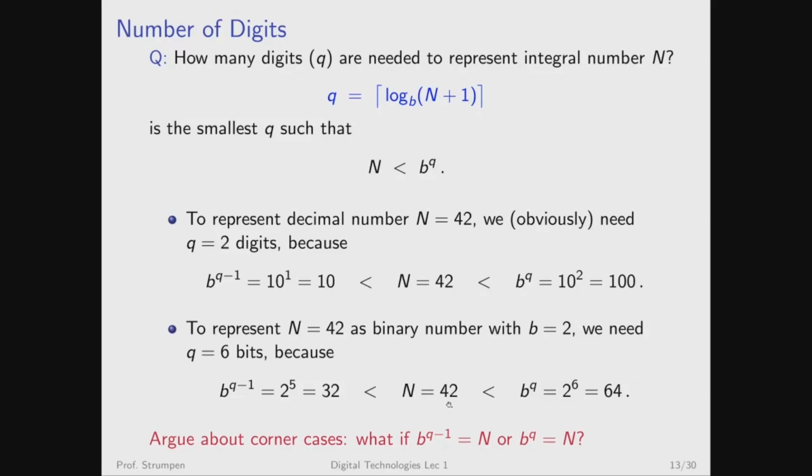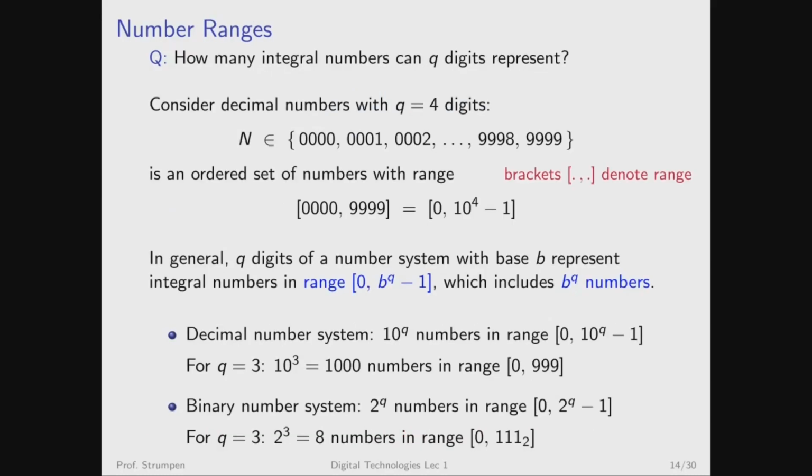Right? This gets interesting if you look at the corner cases. I encourage you to discuss with your fellow students what happens if the number n, the decimal number, is equal to b to the q minus 1 or b to the q. But another question that comes up very often is how many integer numbers can q digits represent?